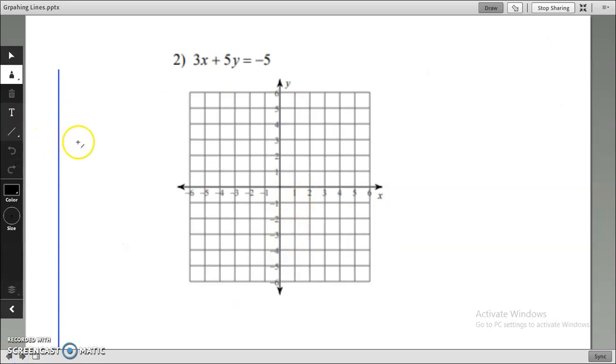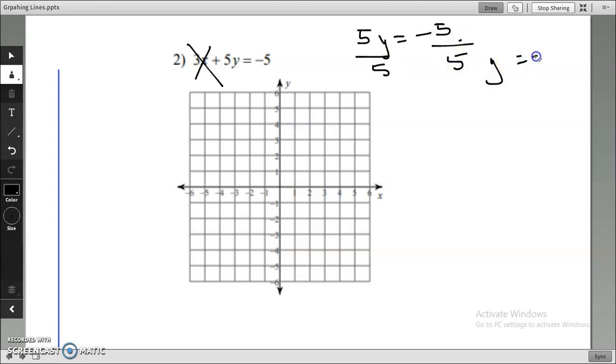Okay, again, I have another standard form, so I'm going to do my intercepts again. So first, I will cross out my x. So when I cross out my x, finding y, I get 5y, this is my y-intercept, equals negative 5. Divide by 5 on both sides. And it is a y-intercept at negative 1. So I'm going to put a mark here at negative 1.